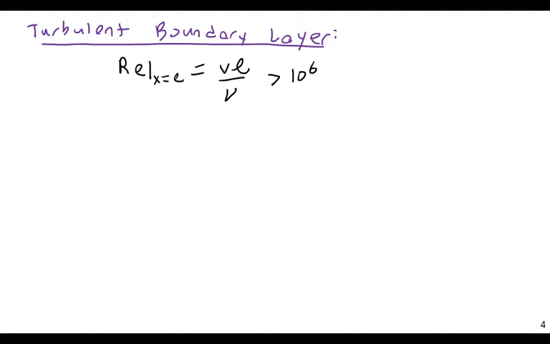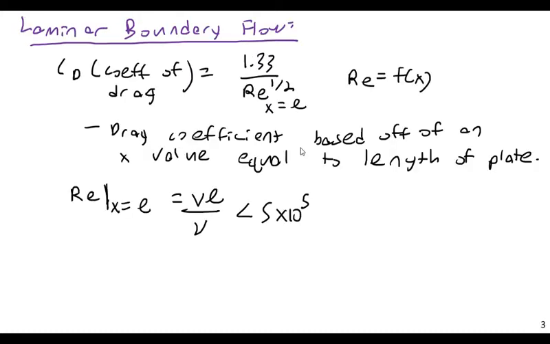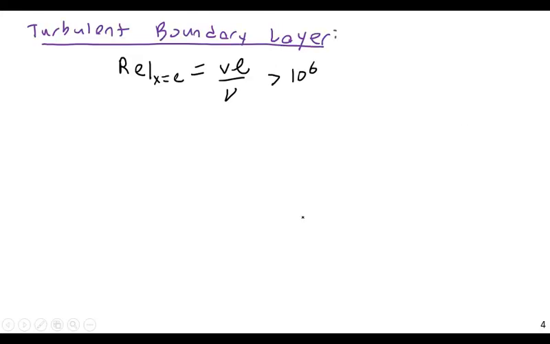Now, the obvious question becomes what? If you looked at the limit here, it was 5 times 10 to the 5th, and this is 10 to the 6th. So what is the obvious question that raises? How do you handle the transition region? How do you calculate the drag if you're in the transition region? Because the drag coefficient CD for the turbulent region is going to be approximately equal to 0.031 divided by the Reynolds number to the 1/7 power. Isn't that lovely? The 7th root of the Reynolds number.